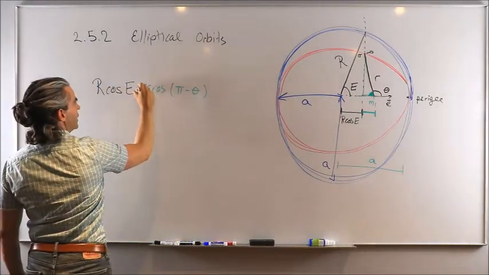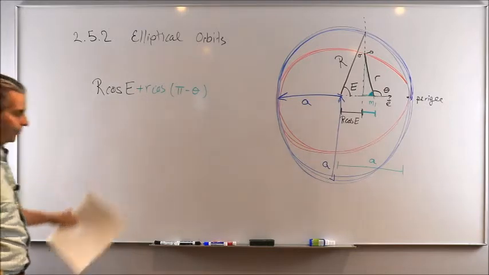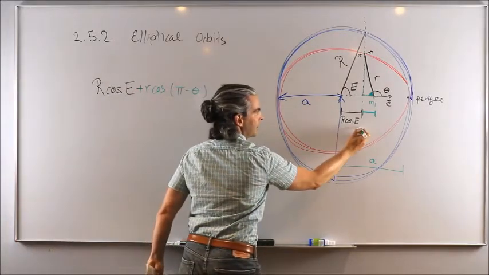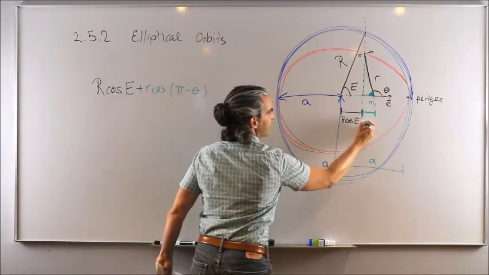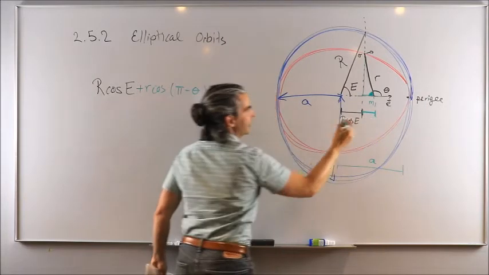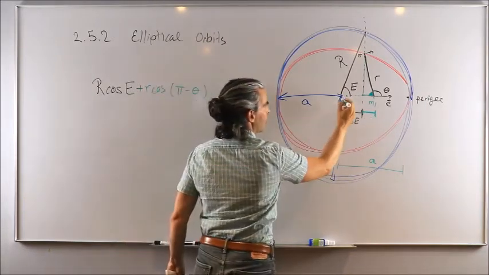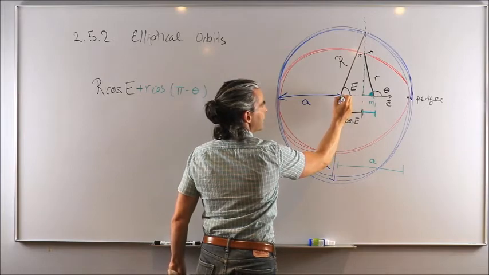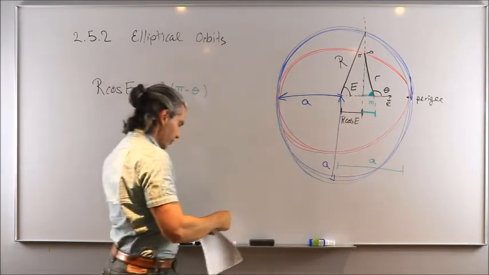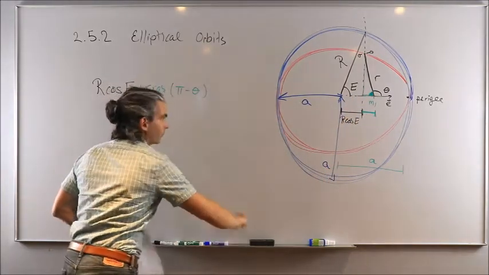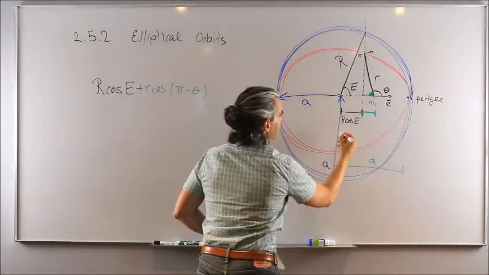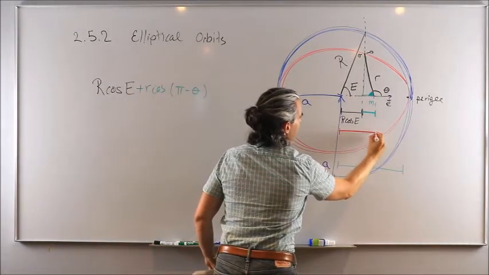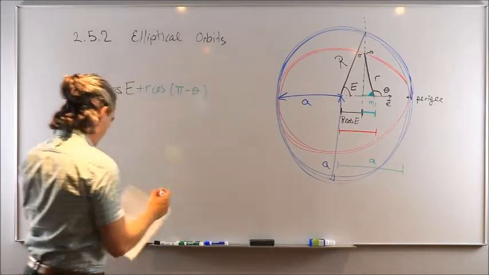So, and then if we add both together, the first segment here in black plus the second segment here in green, then what we're getting is the total length between the center of the ellipse all the way to a focus of the ellipse in red, like that. Okay?